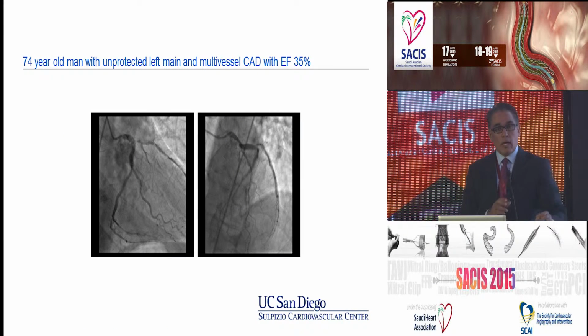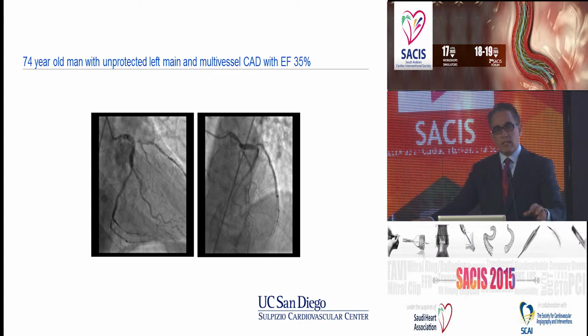So I've shown you a lot of randomized data, and not a single study would suggest that using an upfront two-stent approach is the way to go. But here's a gentleman who's 74 years old. He has an unprotected left main. It's a left dominant system, so his right is small, and he has an ejection fraction of 35%.